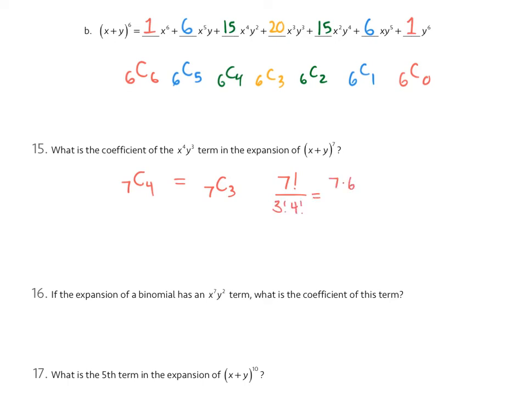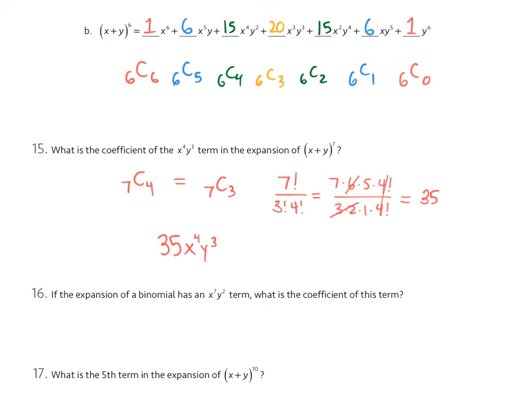7 factorial is 7 times 6 times 5 times 4 factorial. 3 factorial is 3 times 2 times 1. And then the other 4 factorial can be written out, and we can see these two 4 factorials cancel out. So we can calculate this by multiplying these and multiplying these. On the bottom I see 3 times 2, that's 6. So the 6 on the top and the 6 on the bottom can cancel out. And that leaves 7 times 5, or 35. So your x to the fourth, y to the third term would have a coefficient of 35. You would write it as 35x to the fourth, y to the third.